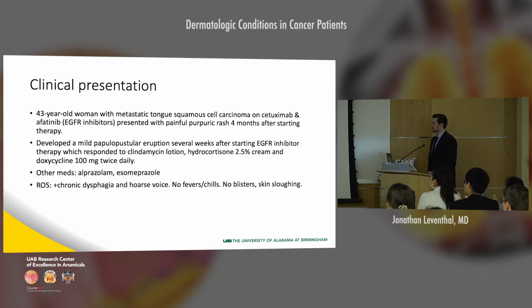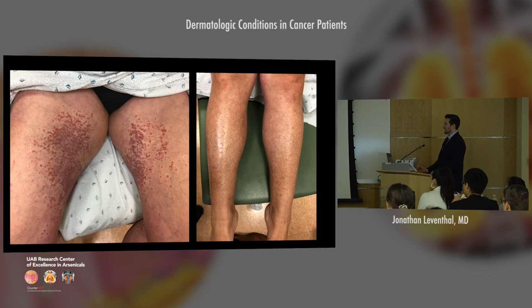So on examination, on her bilateral lower extremities, she had non-follicular but bilateral symmetrical purpuric papules. Many had overlying erosions. Then on her lower legs, she had purpuric papules. Some of these were folliculocentric. Her face, chest, back, completely clear. No evidence of an acneiform rash there.